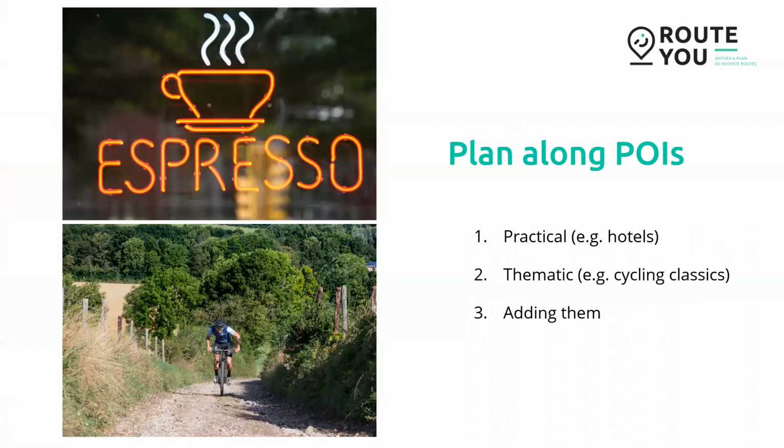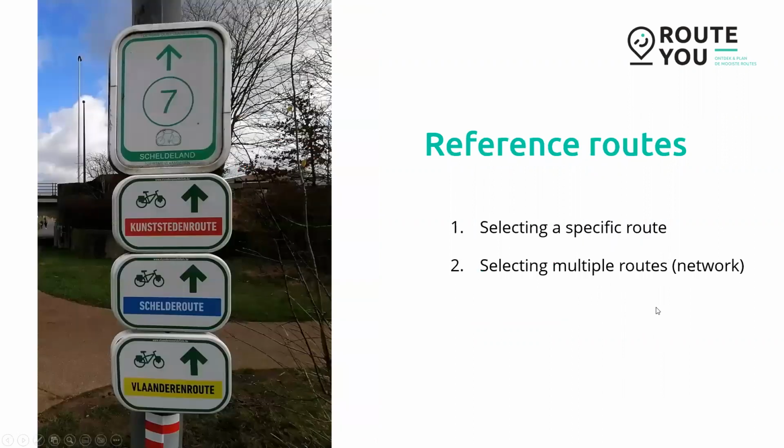Rein will also show you how you can plan along specific routes and also add practical points of interest such as hotels, but also thematic points of interest such as cycling slopes, cycling classics, but also information which you might be interested in, such as architecture, history, and stuff like that.